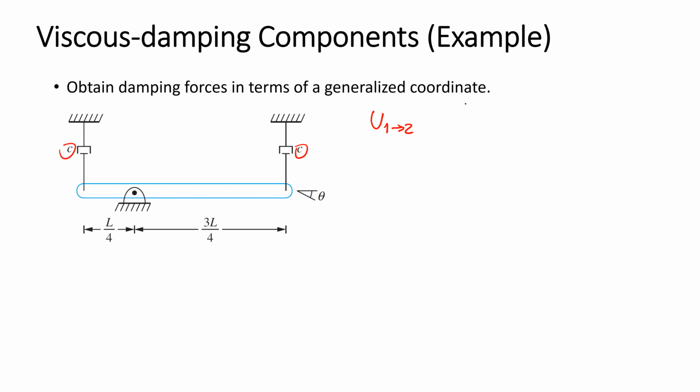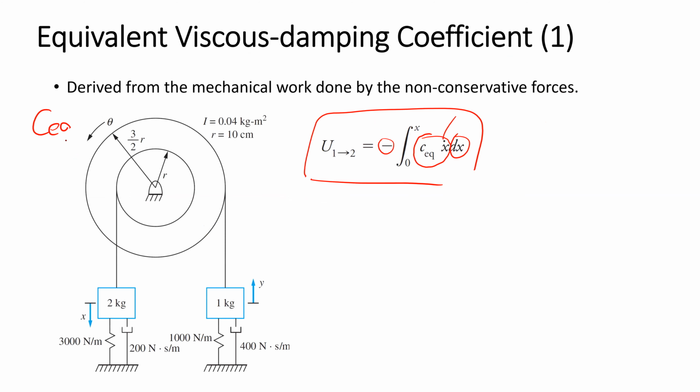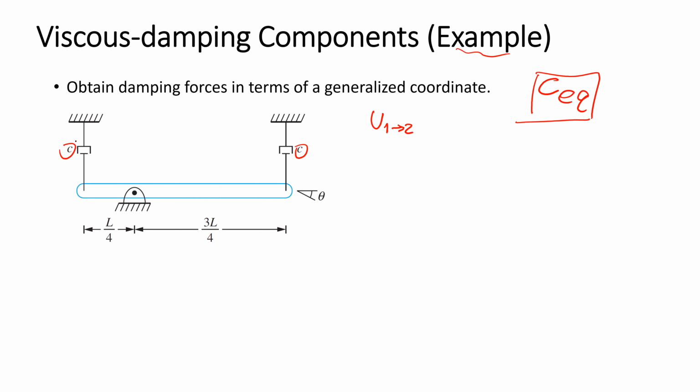Oh, I am sorry. In this slide, I skipped a step. In this slide, we are not going to find the C equivalent. The goal is to find the C equivalent, but in this example, if you want to do this, you can do it later. But here, they just want us to obtain the damping force in terms of the generalized coordinate.